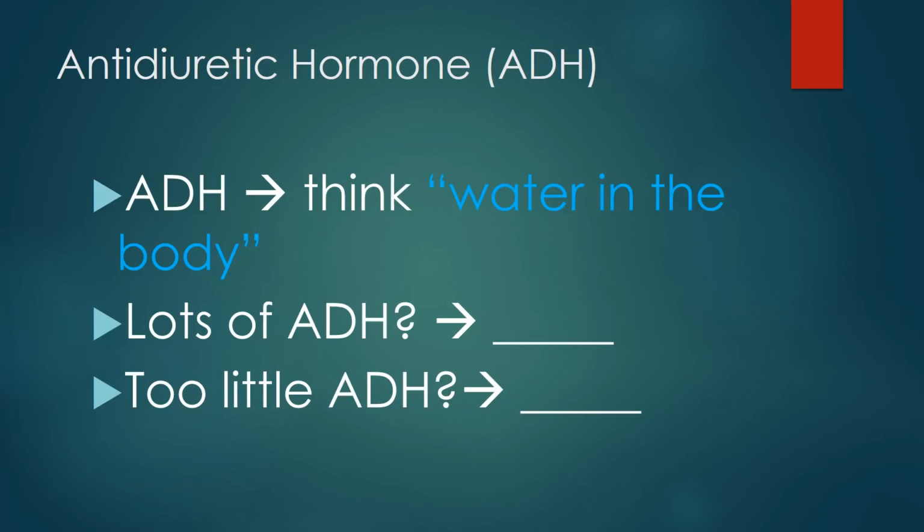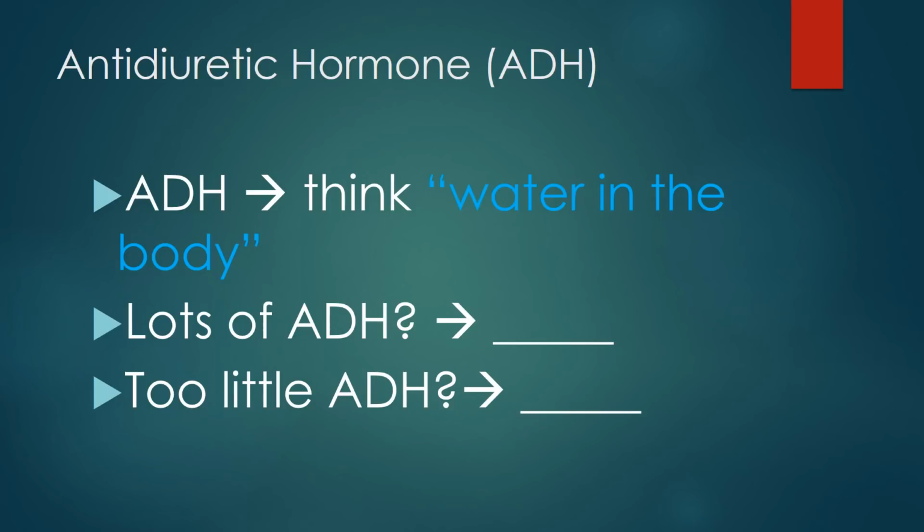Rather than having to walk yourself through that process every time you see ADH, an easier way to remember this is to think ADH means water in the body. So when I say ADH, you think water in the body. Therefore, if I say lots of ADH, you should think lots of water in the body. And if I say too little ADH, you should think too little water in the body. Lots of ADH would mean a patient is fluid overloaded, and low amounts of ADH would mean they're dehydrated. This seems very simple now, but it will help you later when you start to see abnormalities with ADH.